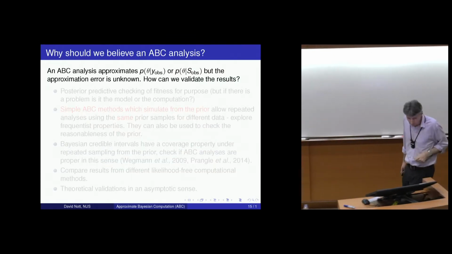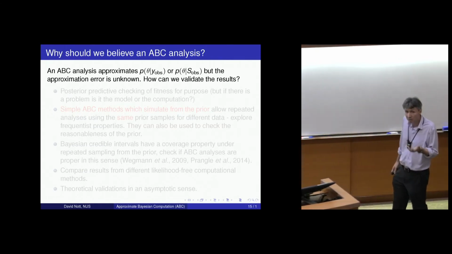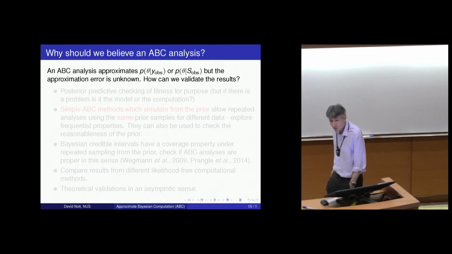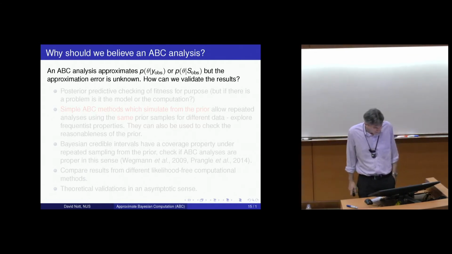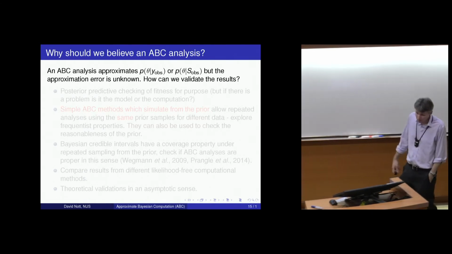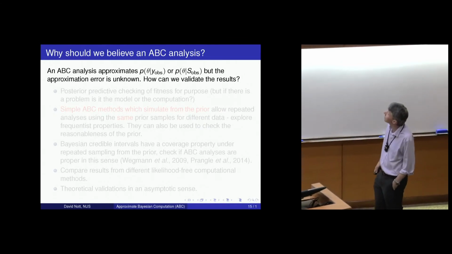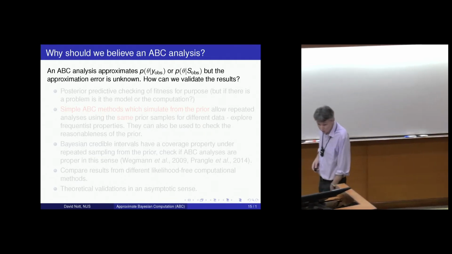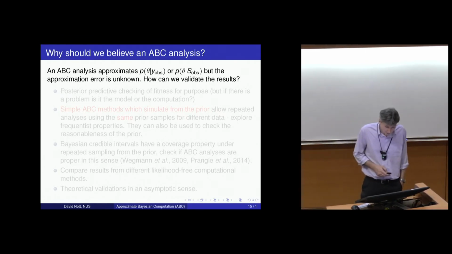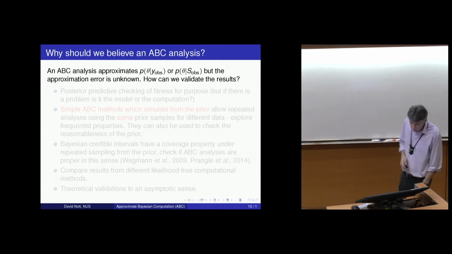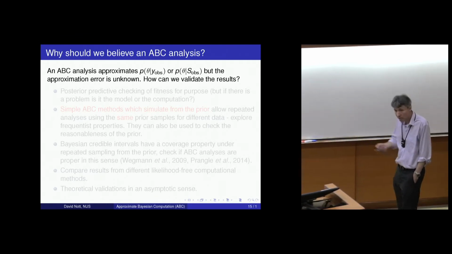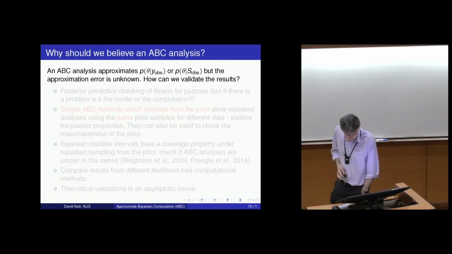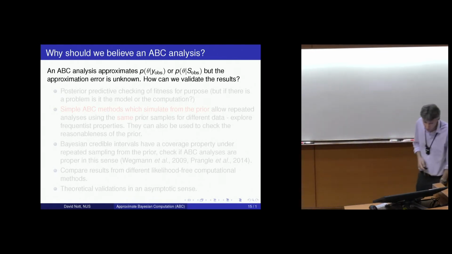Now, of course, such a simple validation, it's something you should do, but it isn't really adequate. So in an ABC analysis, you're approximating the posterior for observed data or the posterior given summaries in a certain way. But the approximation error is unknown, okay? So, you know, you do need some sort of validation of the results. You do need to do some empirical checking. And, of course, there's some theory as well that will say that under certain circumstances we get at least posterior consistency, or, you know, you may be able to say something about the shape of the posterior distribution as well.